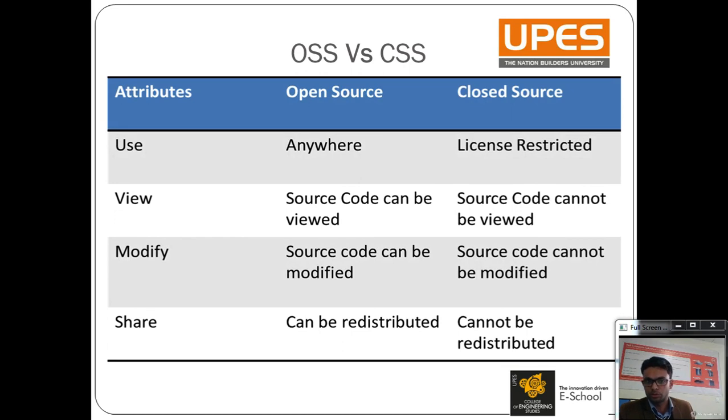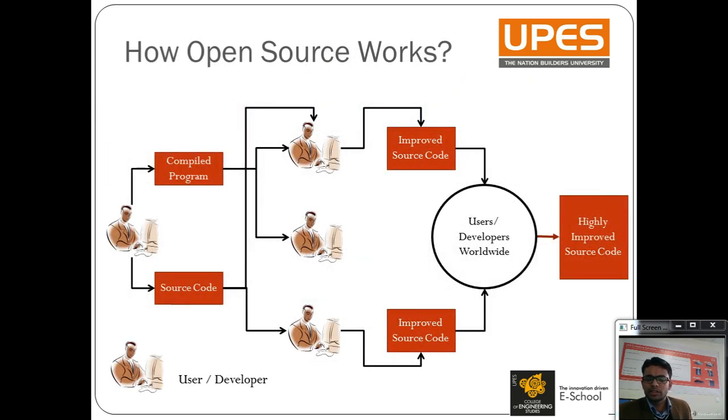So now you can compare this open source software with the closed source software. In terms of use, open source can be used anywhere, but closed source software is more license restricted, right? And in terms of view, source code can be viewed. Obviously in open source software, source code is available, but in closed source software, the source code is not available. In terms of modifying source code, obviously it can be modified, but in closed source software you can't make any changes or modifications. And even in sharing, you can redistribute open source software, but closed source software cannot be redistributed, right? So this is the basic difference.